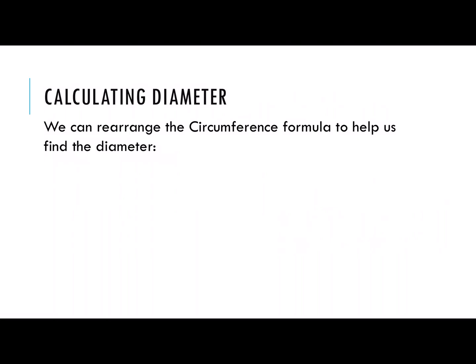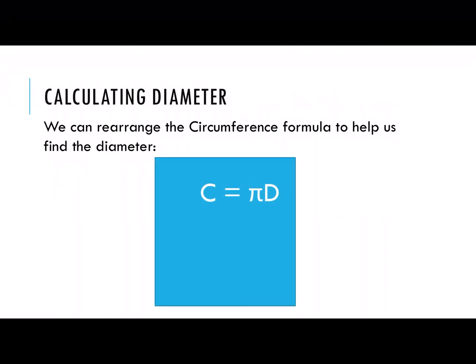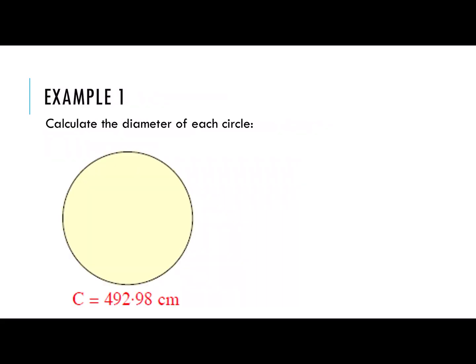We can rearrange the circumference formula to help us find the diameter. So our previous knowledge we need is the circumference formula, C equals pi d. So let me just switch that around. I've got my subject on the left and I can take pi to the other side, meaning that the formula for calculating the diameter of a circle given the circumference is C divided by pi. And we can use this diameter formula later on to find out how we find the radius.